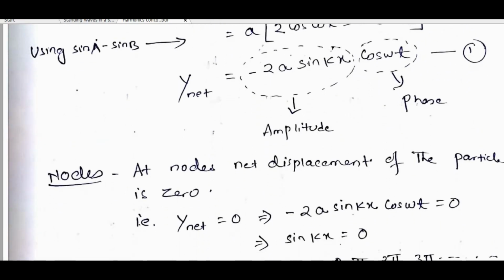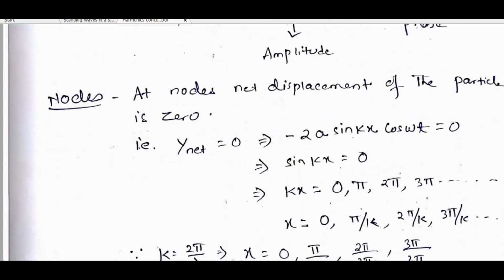Now we know that at nodes the net displacement of the particle is 0, therefore y net is equal to 0. That means this entire term will be equal to 0 for nodes to be formed. From here you can see sin kx equals 0, so kx equals 0, pi, 2 pi, 3 pi.